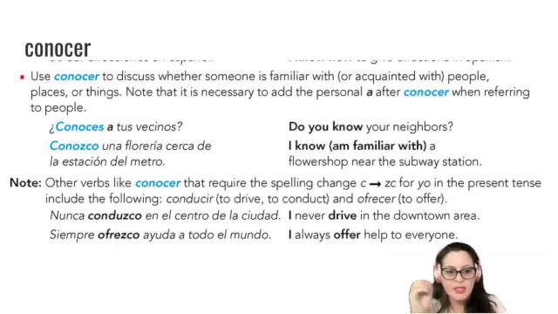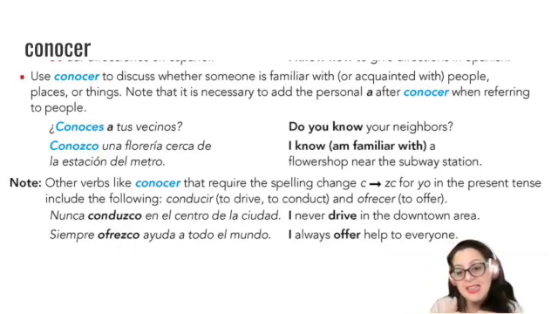You cannot say, conoce tu vecino, and that's how it's going to sound a lot of times for us, Hispanics from the Caribbean, because you speak so fast. So it sounds like, conoce tu vecino, okay? But in reality, it is, conoces a tus vecinos.